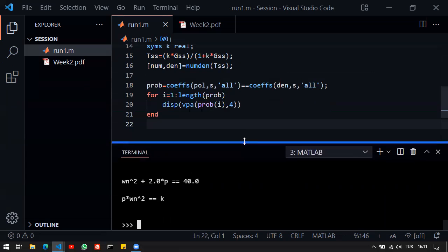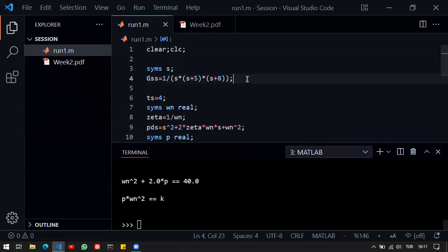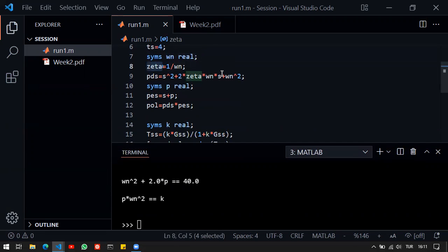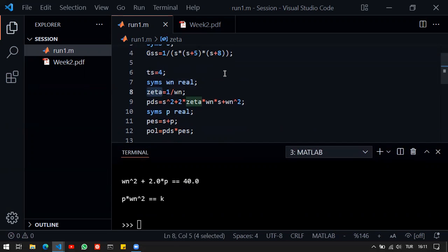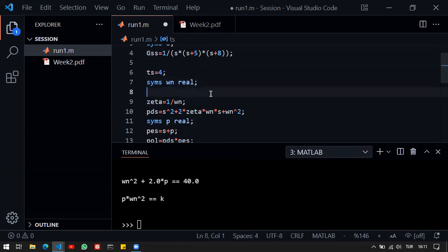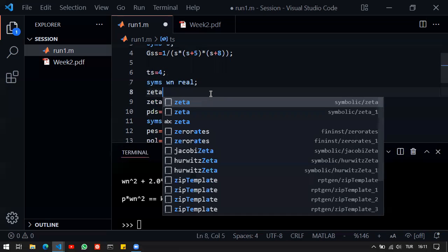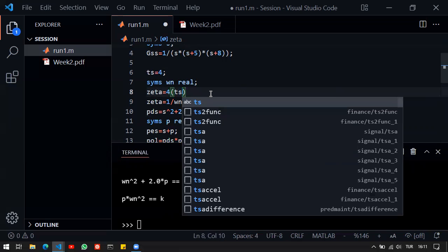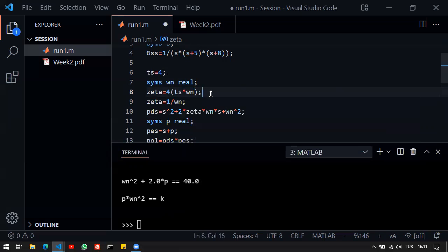So now, what did I do? Basically, I have defined the system in the symbolic toolbox. I have defined my requirement. I have defined omega n as a symbolic variable, which is real and should be positive. I have chosen zeta equals 1 divided by omega n because the settling time is equal to 4. What you can do basically is also to use it this way. 4 divided by ts times omega n should also work. Should be a divided by.